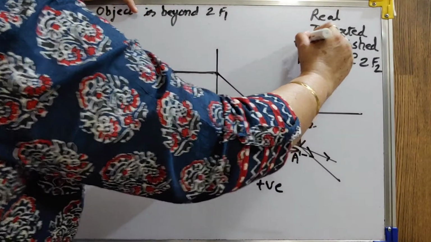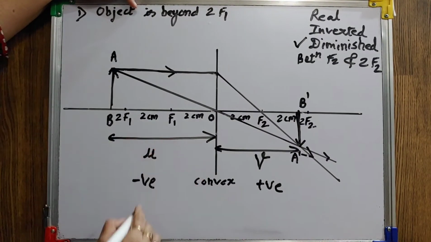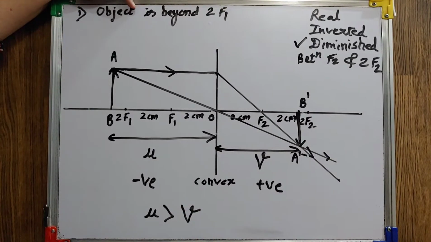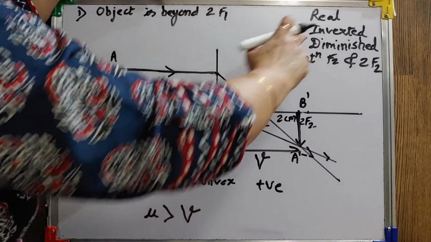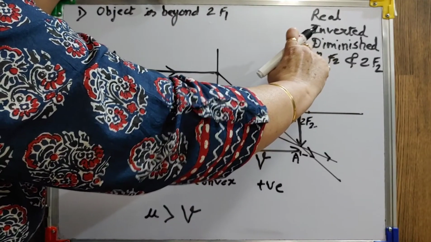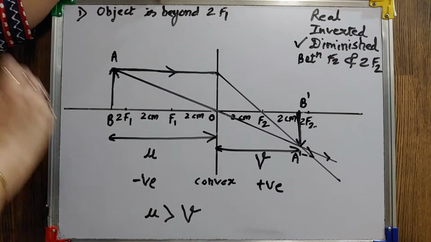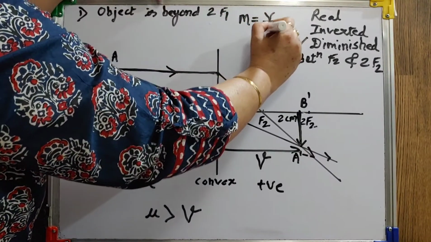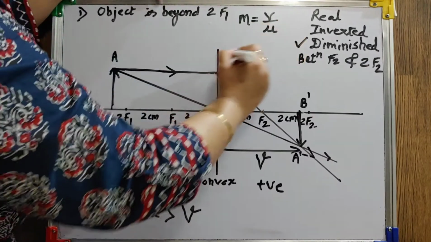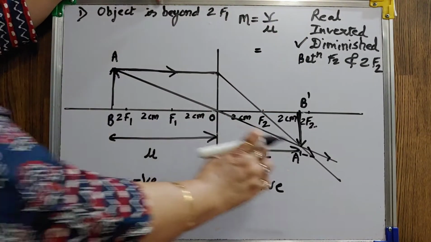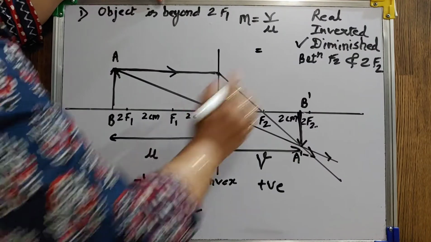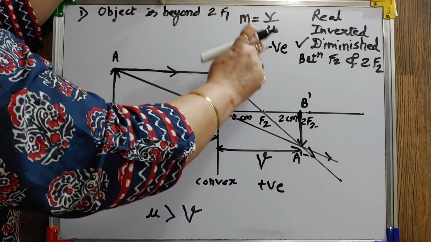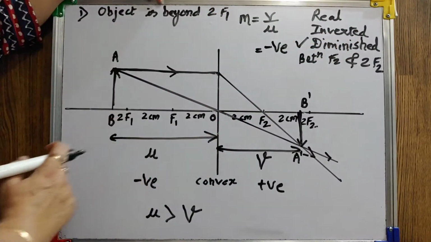Now we are getting diminished image, so just see U is greater than V. So whenever U is greater than V, then we are getting the diminished image. Now you know that magnification is the ratio of V by U. Now your V is positive but U is negative. So magnification also you are getting negative. So if your magnification is negative, it means it is a real image.